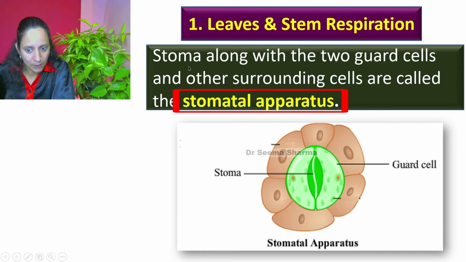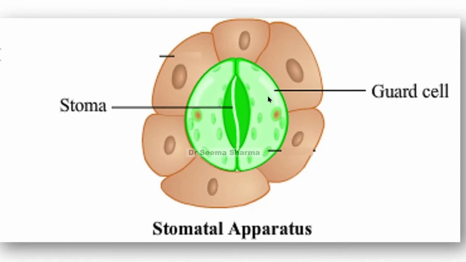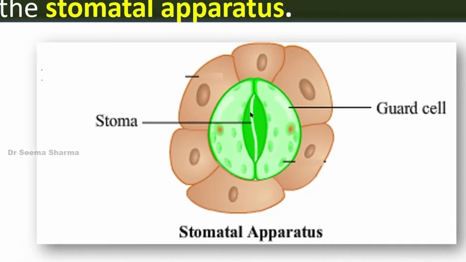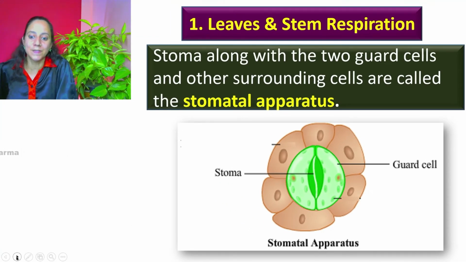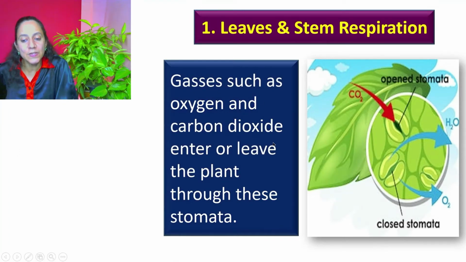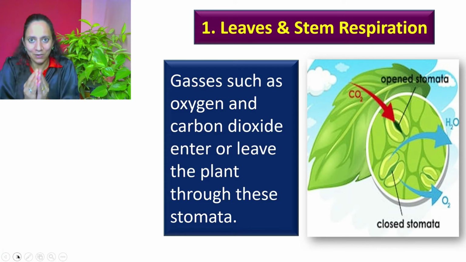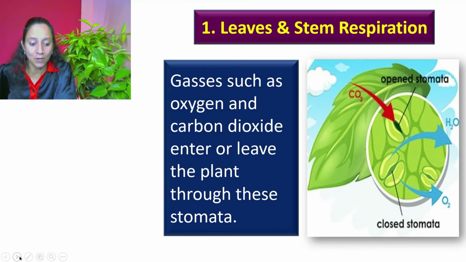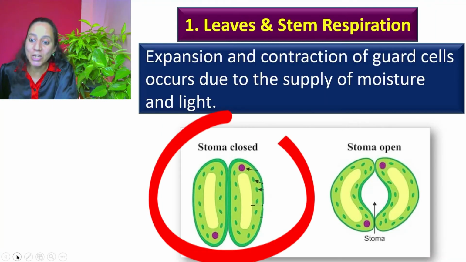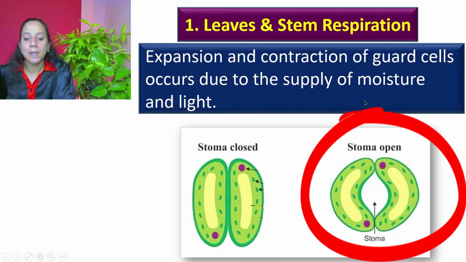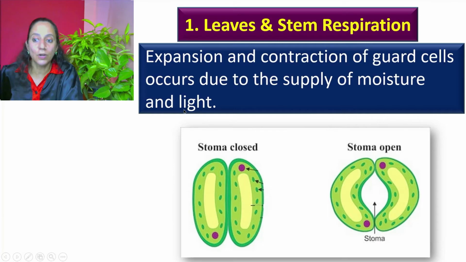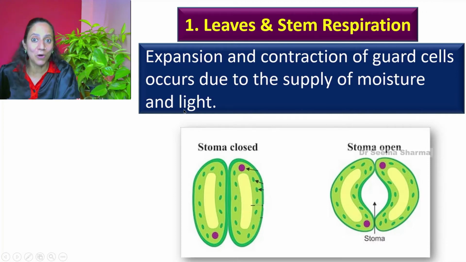So each gap or stoma, along with its two guard cells, these green kidney-shaped structures are the guard cells, and the surrounding cells constitute the stomatal apparatus. This is the structure of the stomatal apparatus. This gap is very important as far as the exchange of gases is concerned. Gases such as oxygen and carbon dioxide enter and leave through these stomata. But how is this exchange of gases taking place? These stomata or minute pores have a special mechanism of closing and opening, and this is due to the expansion and contraction of guard cells due to the supply of moisture and light. So this expansion and contraction of guard cells is responsible for opening and closing of stomata, and hence is responsible for exchange of gases.